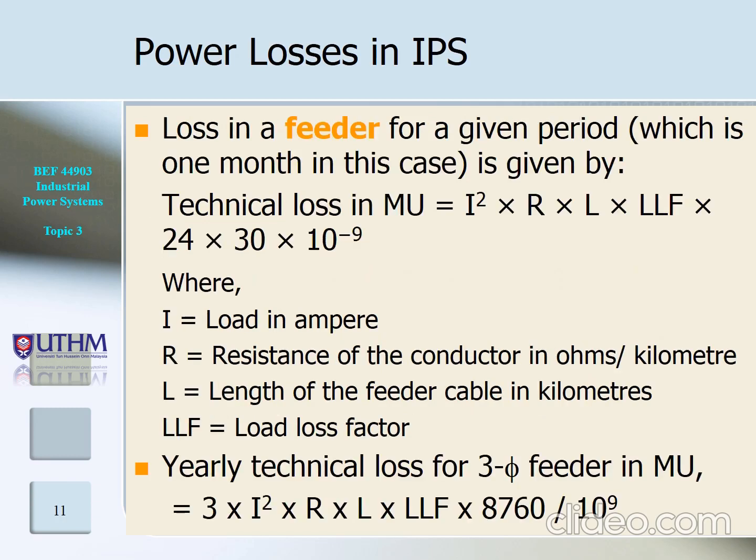Next, the loss in a feeder for a given period, which is 1 month in this case, is given by this formula for technical losses in MU, where I is the load in ampere, R is the resistance of the conductor in ohms per kilometer, L is the length of the feeder cable in kilometers, LLF is the load loss factor, and the yearly technical loss for a 3-phase feeder in MU is given by this formula.